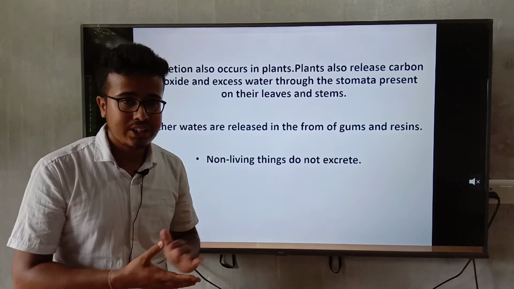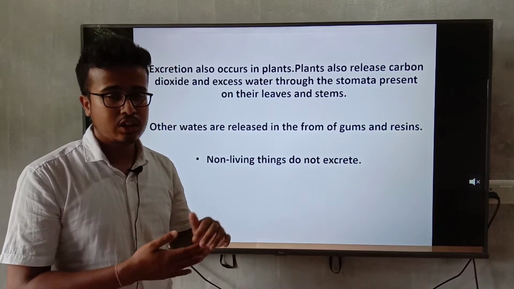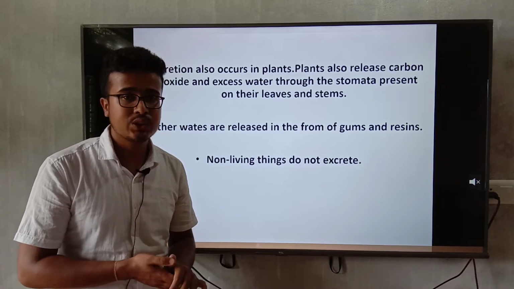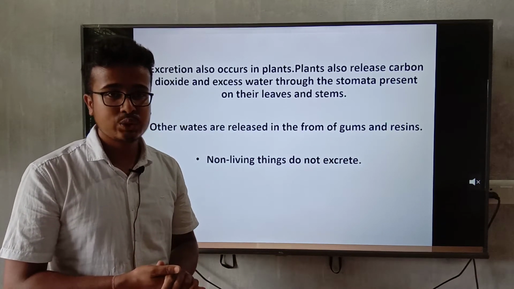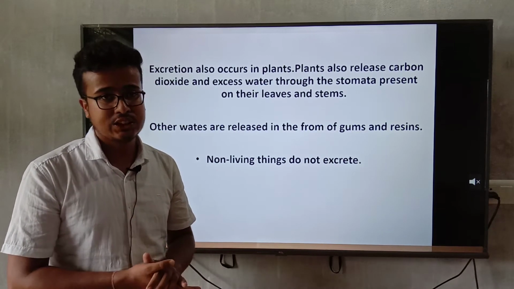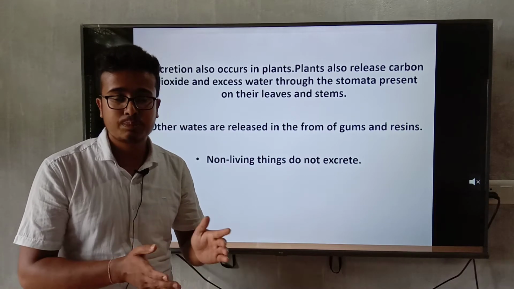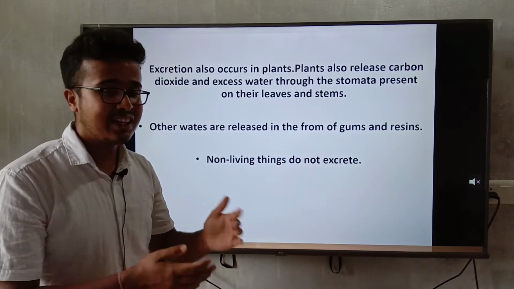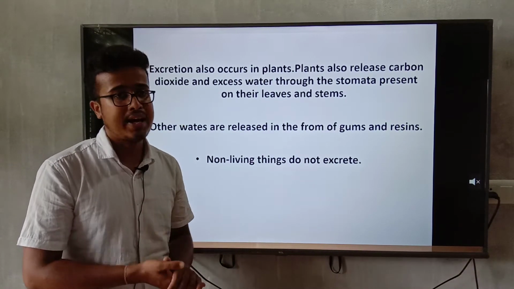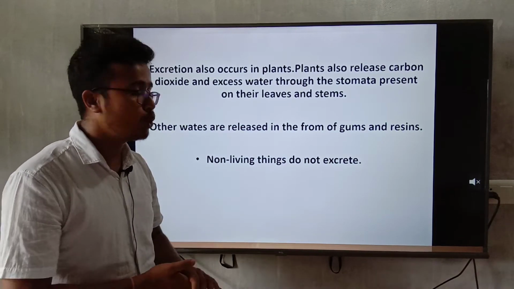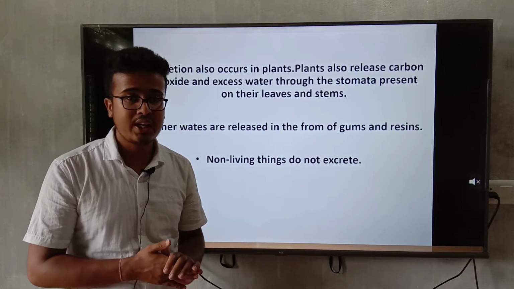As we know, we have seen the gums of trees. Those are actually the toxic, unwanted substances present in the plant that are excreted from the plant. Non-living things do not excrete.